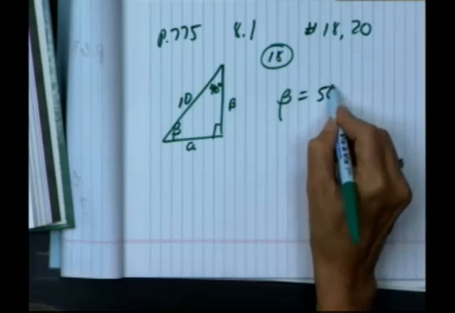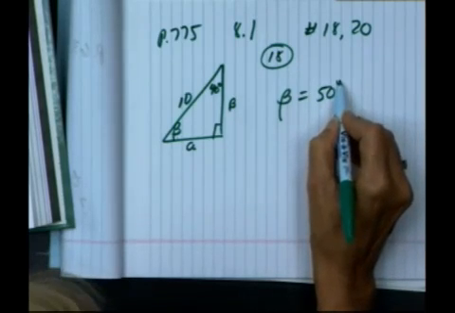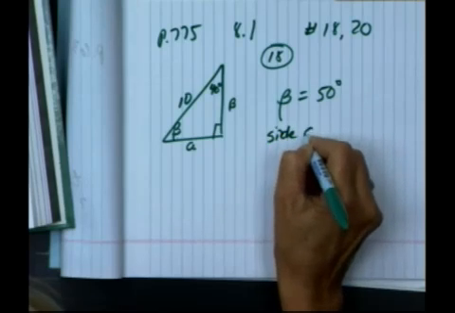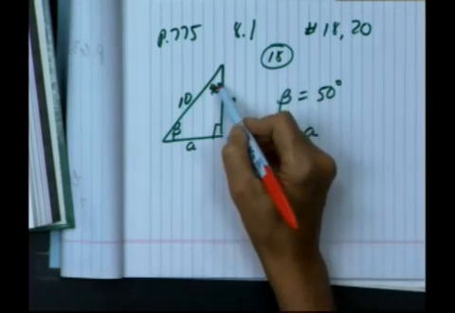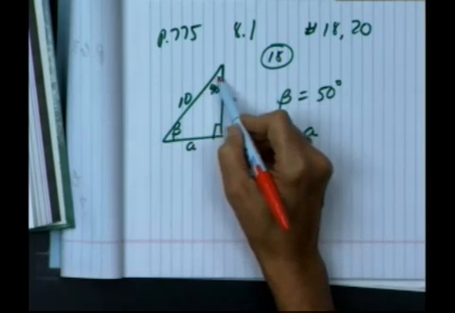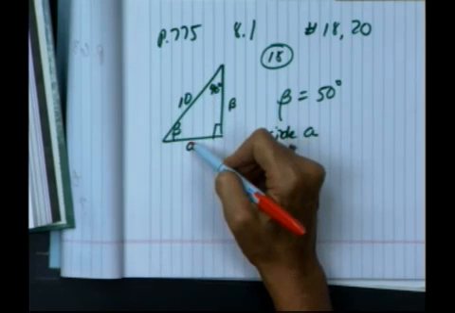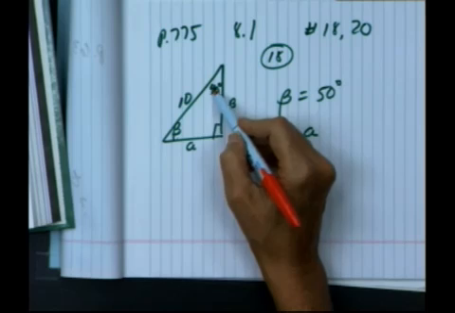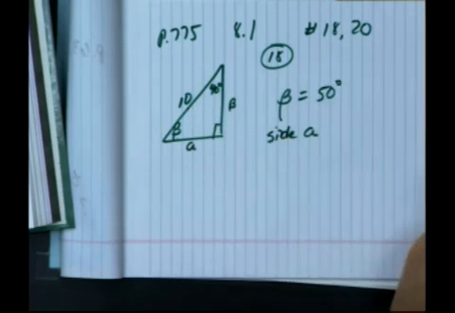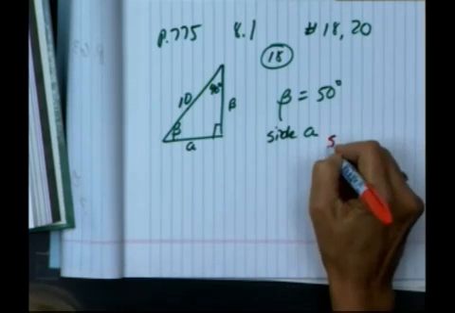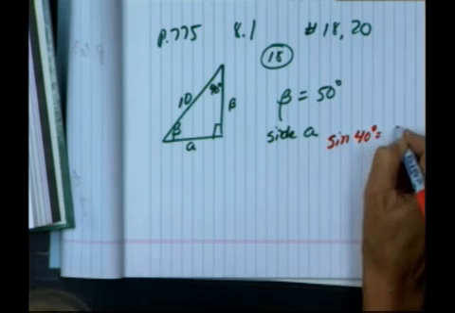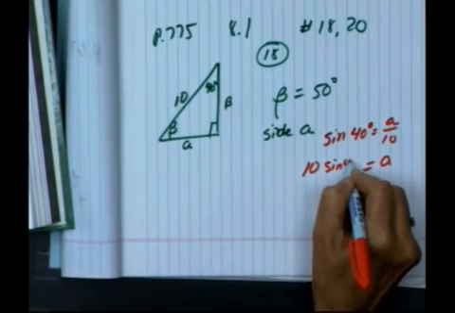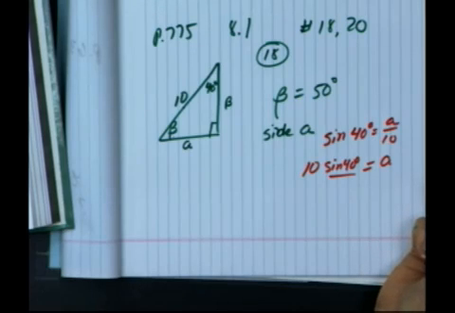All right, if this is 40 degrees, what's this one going to be? 50 degrees, because those two angles are called complementary angles. Okay, if I want to find side A, you're going to say to yourself, I know this angle, I'm looking for the opposite side, and I know the hypotenuse. So I've got angle, opposite, hypotenuse. Which trig function? Sine. So you'd say the sine of 40 degrees is A over 10. So A then is 10 times the sine of 40 degrees. And in this case, you just have to punch away on your calculator. Okay?